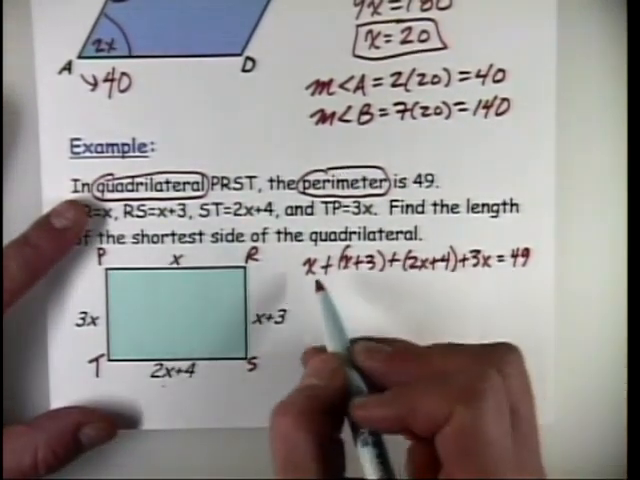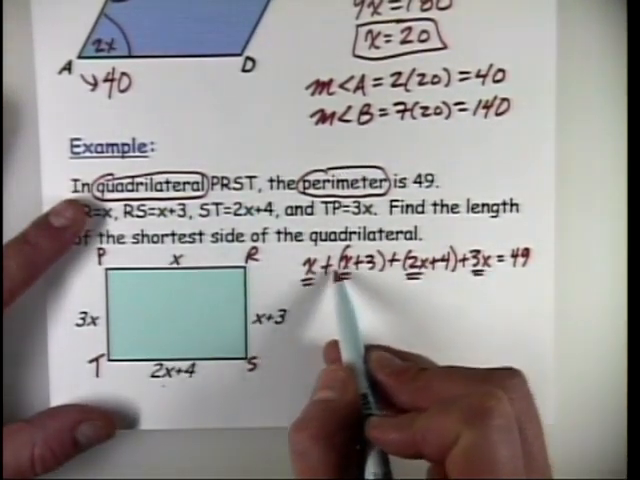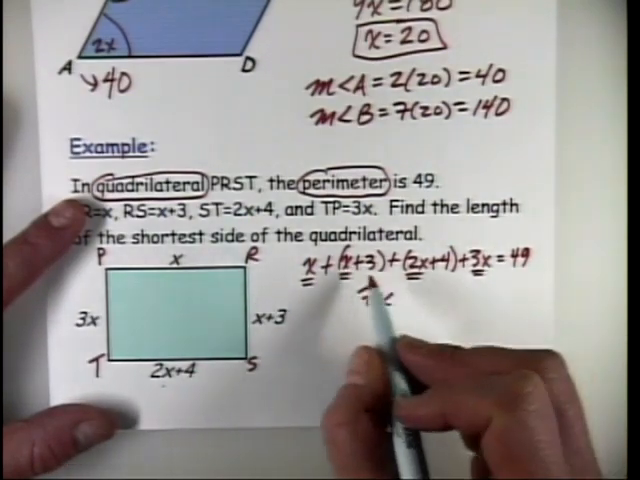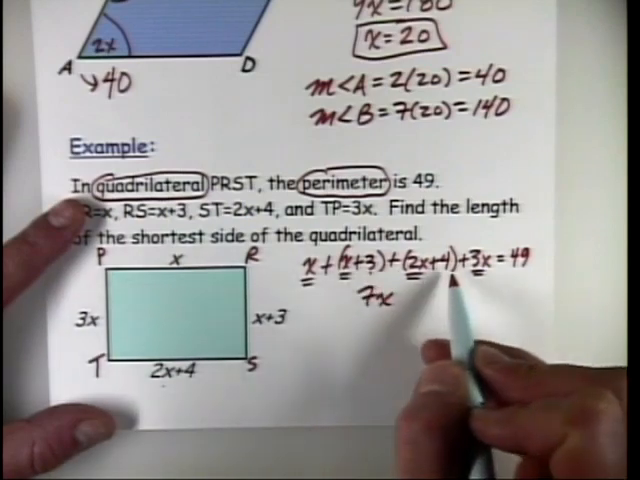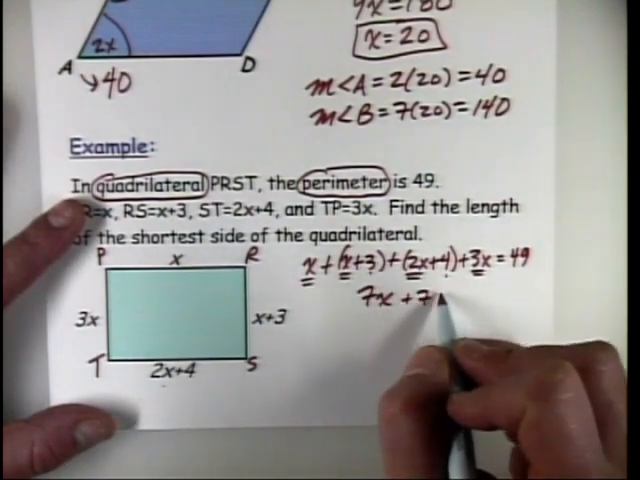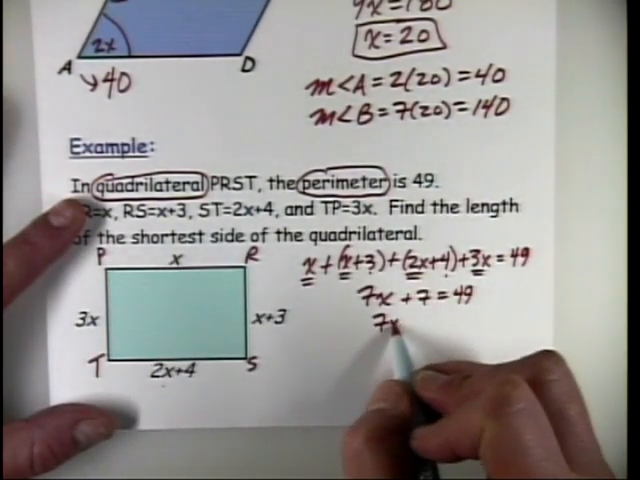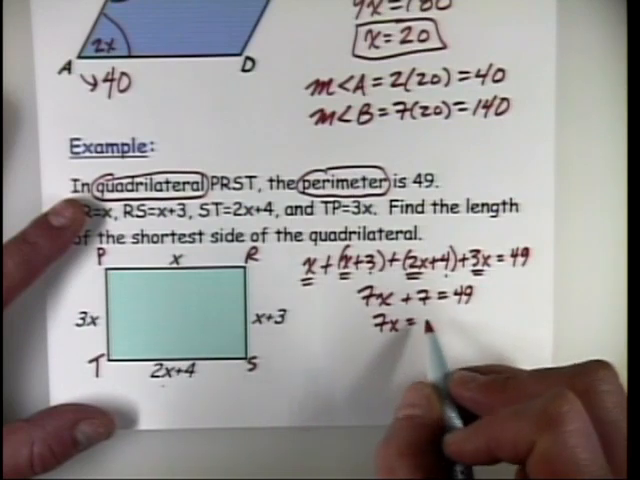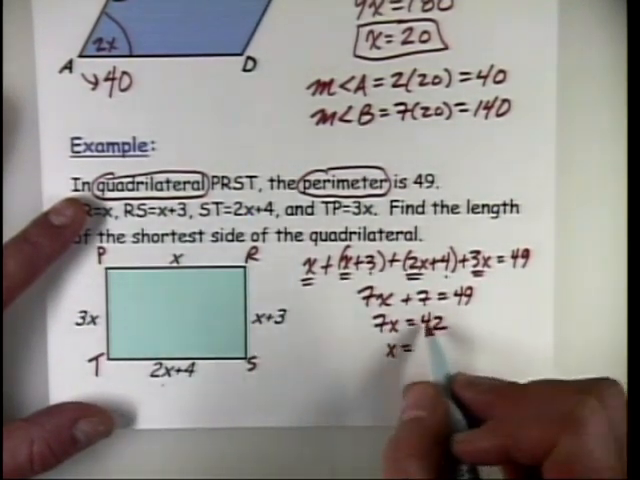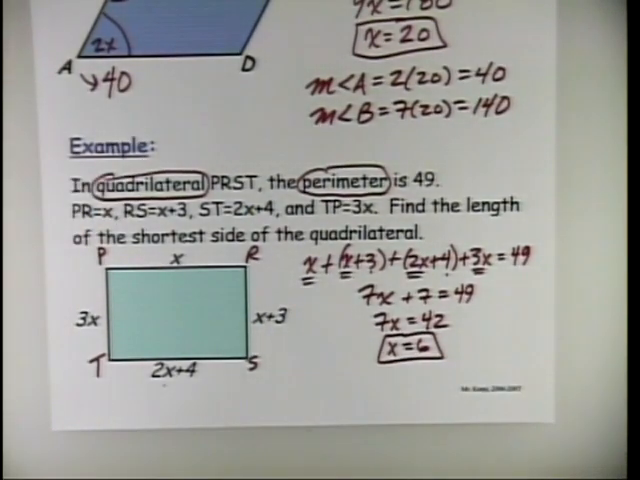So we can start combining up our like terms. We have x, 2x, and 3x to give us x plus x is 2, plus 2 is 4, plus 3 is 7x's. And adding up our numbers, we have a 3 plus a 4, which gives us a plus 7. Now I can isolate my 7x, subtract 7 from both sides, and I get 7x equals 49 minus 7, which is 42. Dividing both sides by 7, I get 42 divided by 7 is 6. Okay, so x is 6. Did we answer the question?